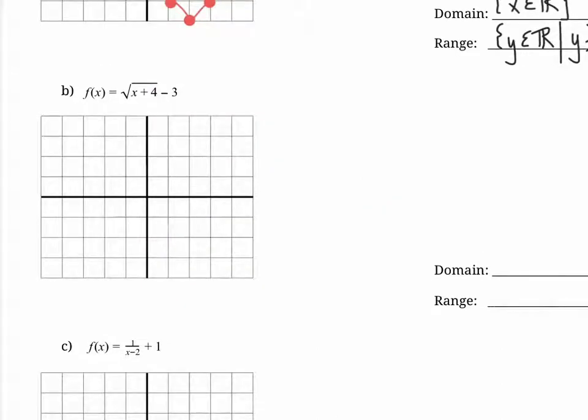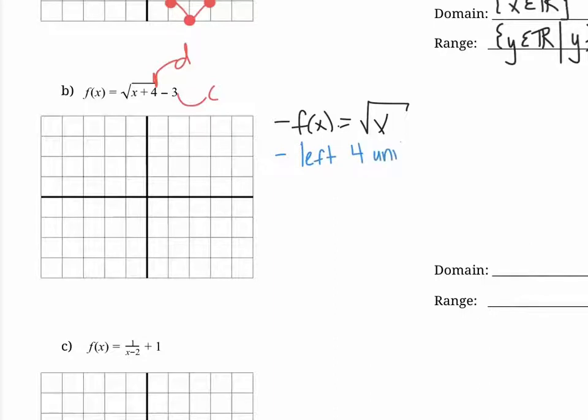All right, let's try this one here. Again, following the same process. First, we're starting with the parent function. What is the parent function here? Well, I see a square root here, so the parent function must be the square root of x. Then we have these guys here, this 4 and this 3. We know this one's inside the function, so it must be D. This one's outside, it must be C. So let's write our little to-dos. That must mean we're going 4 units to the left, so we're going left 4 units. And we are going down 3 units.